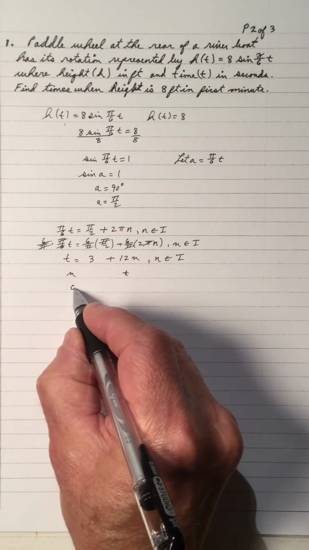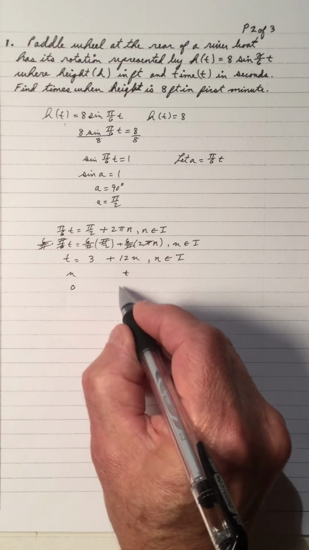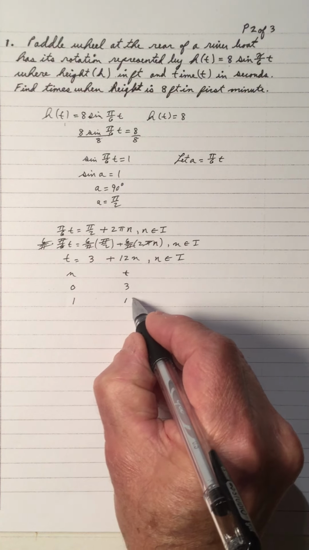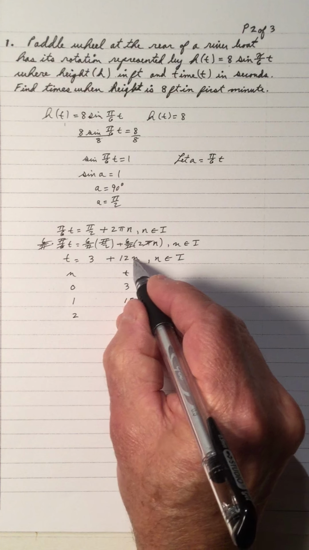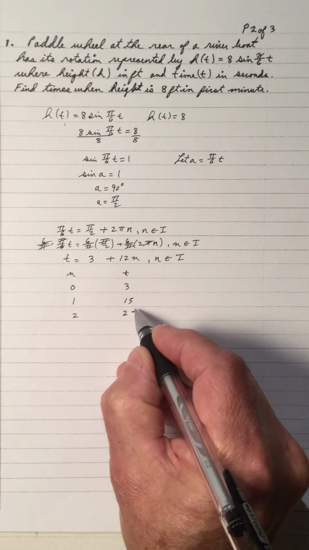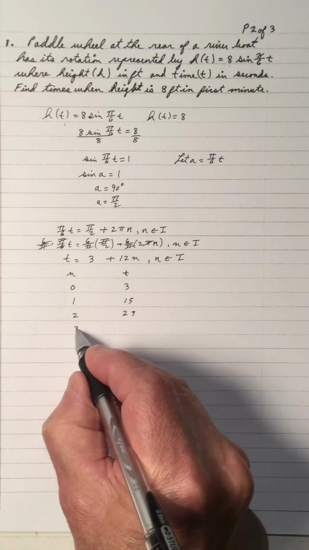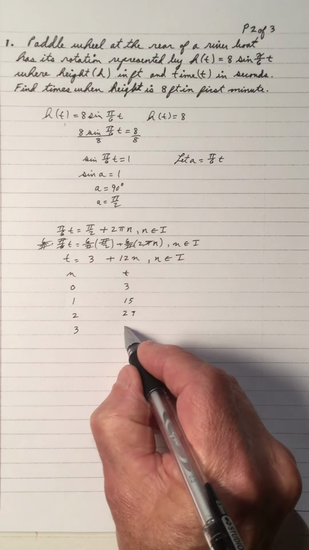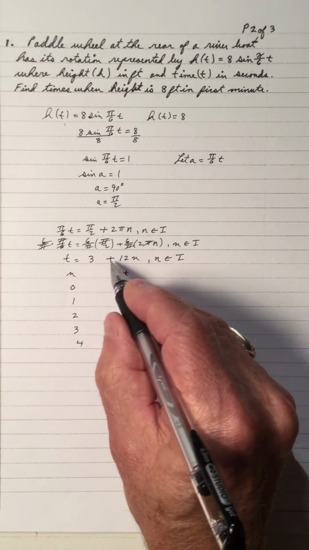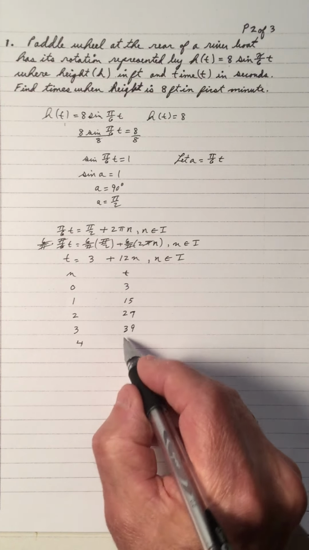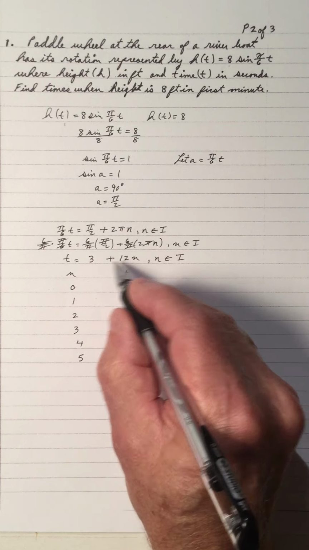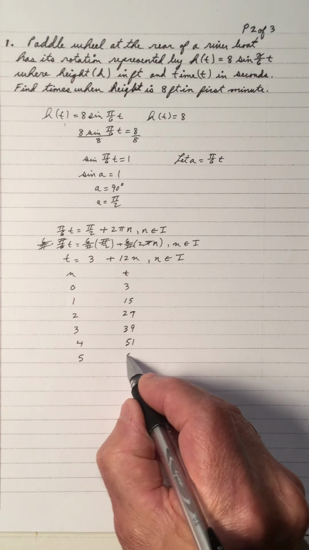So we have n and we have time. If n is 0, 12 times 0 is 0, t is 3. If n is 1, 12 plus 3 is 15. If n is 2, 12 times 2 is 24, plus 3 is 27. If n is 3, 36 plus 3 is 39. Put a 4 in: 12 times 4 is 48, plus 3 is 51. Try 5: 12 times 5 is 60, plus 3 is 63.